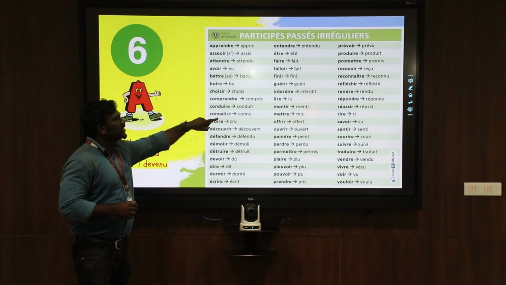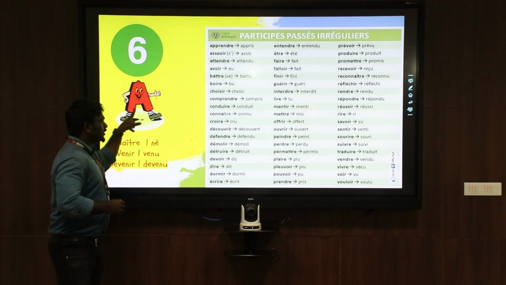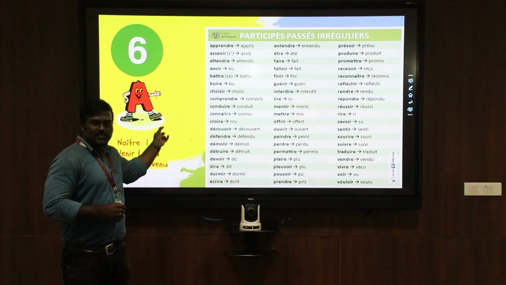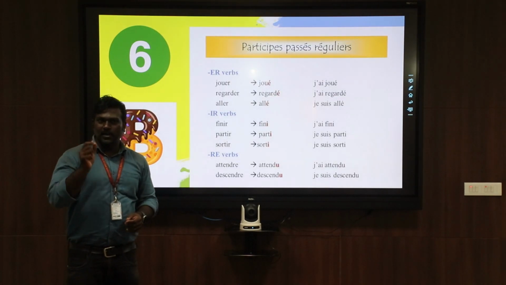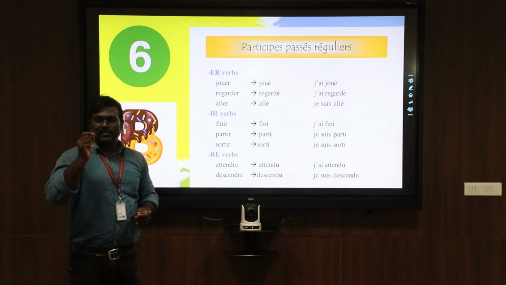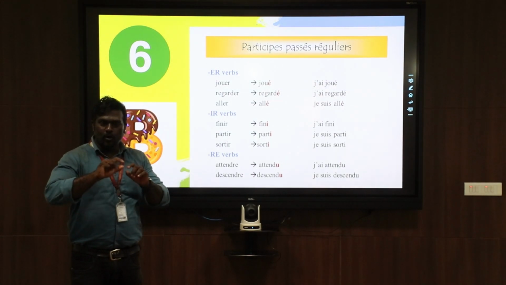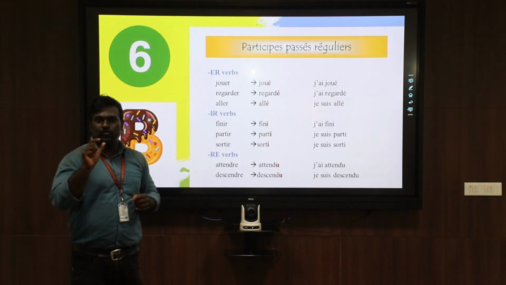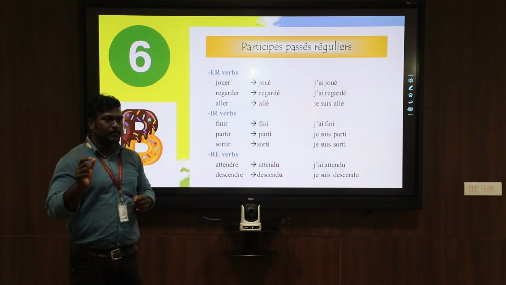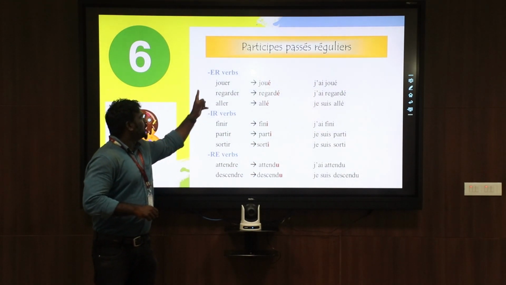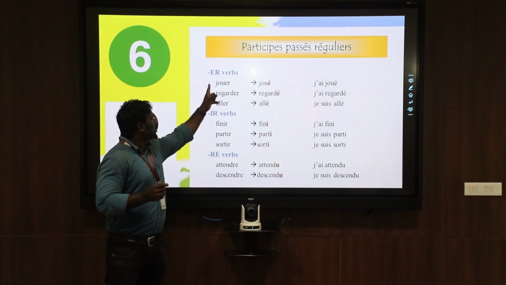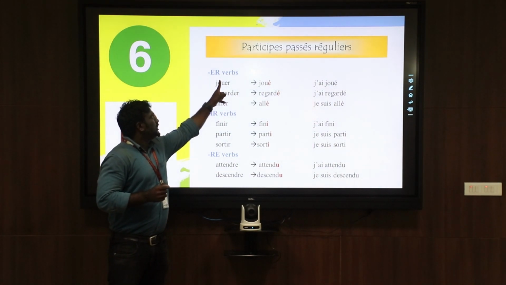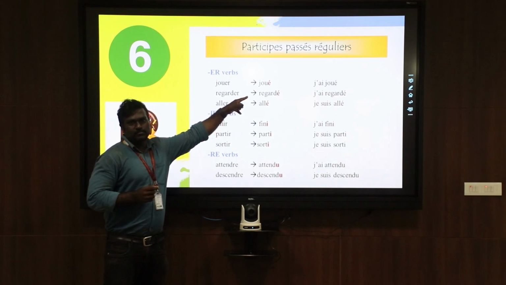Otherwise, if the verb is not found in 6a, then you have to go to 6b. If the verb is not in 6a, you have to form a new word. You have to find the new past participle for the word. For example, all the verbs end with er, ir, or re. If the verb ends with er, you remove that er and you put é with an accent.